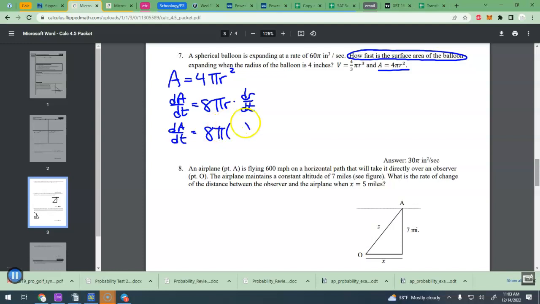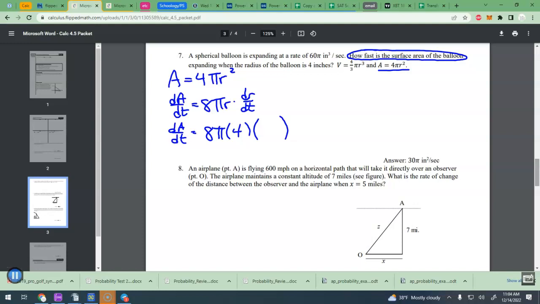And then r is 4. But then I don't know dr dt. It doesn't tell me that. And I can't find dA dt if I don't know dr dt. So what could I do to find dr dt? This is the side quest. You know how big the volume is expanding. So can't you use the other equation to find the dr dt?